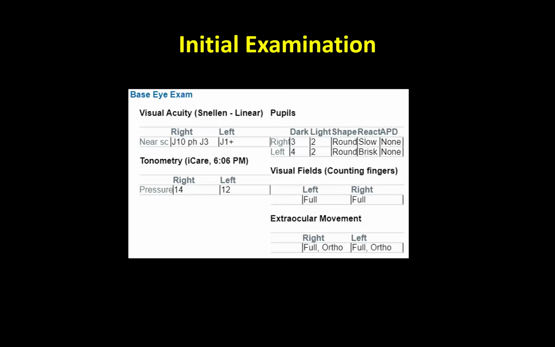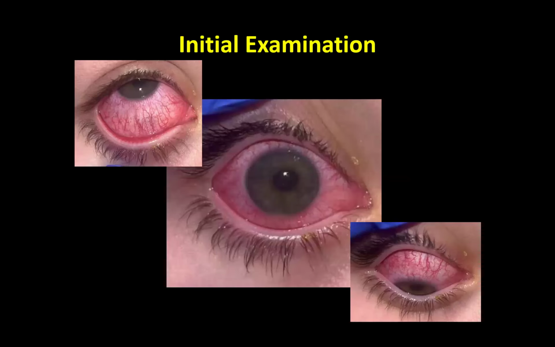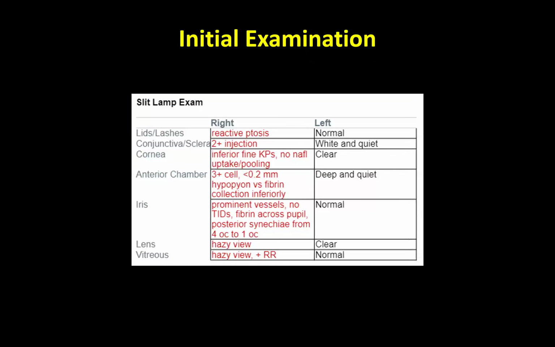There was no APD in either eye, yet the pupillary response in the right eye was sluggish, and the confrontational visual fields and extraocular movements were full and orthophoric. So upon initial evaluation, we found a very hot, injected right eye. And if you look closely in the picture in the center, there's a thin hypopyon, and there were no ocular secretions. Upon slit lamp exam, there was reactive ptosis, there was 2 to 3 plus injection, there were active inferior KP without fluorescein uptake in the cornea, 3 to 4 plus cell, 4 plus cell I should say.